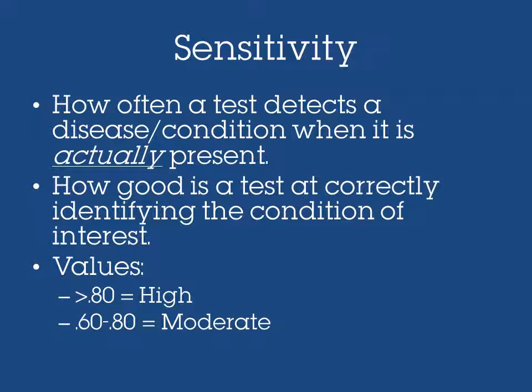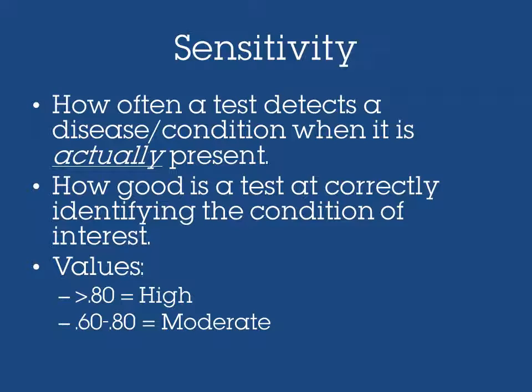Sensitivity is how often a test detects a disease or a condition when it is actually present. In other words, how good a test is at correctly identifying the condition of interest. So if you have high sensitivity, this means that the test is able to detect the pathology when it is actually present compared to the gold standard.